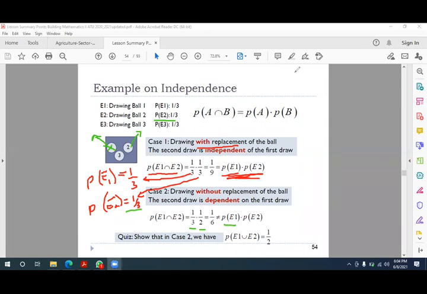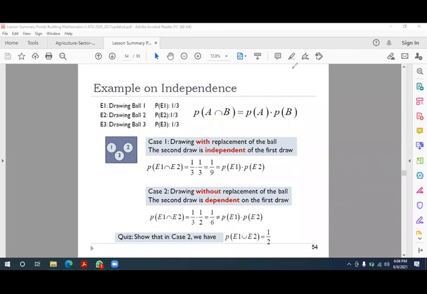Good. Let's go to example 2. My battery is running down a bit. In fact, it's almost out, but let's see how far we can go.